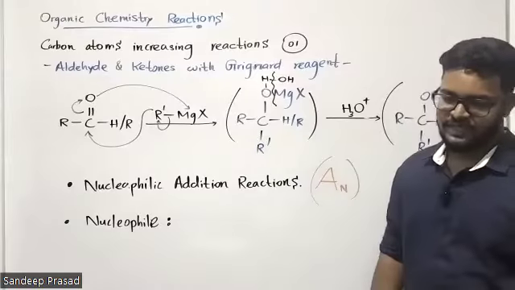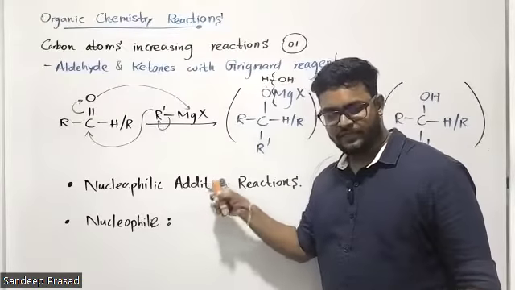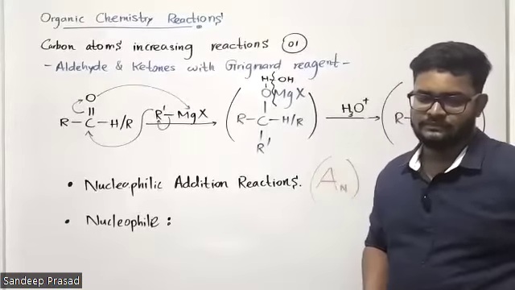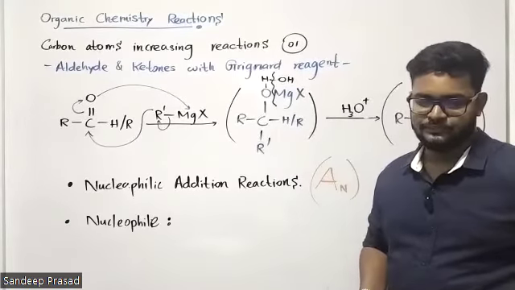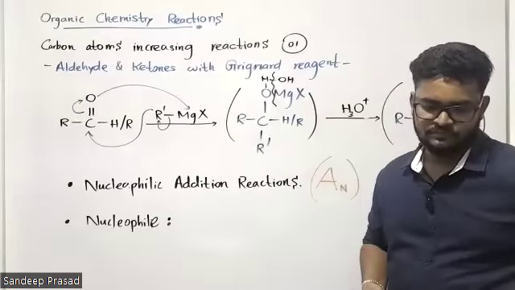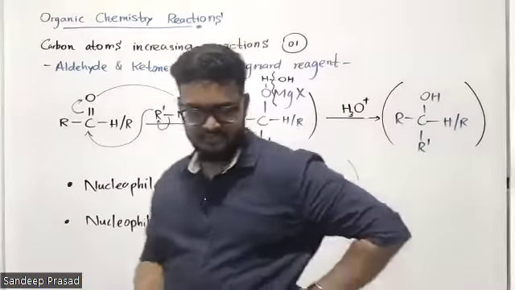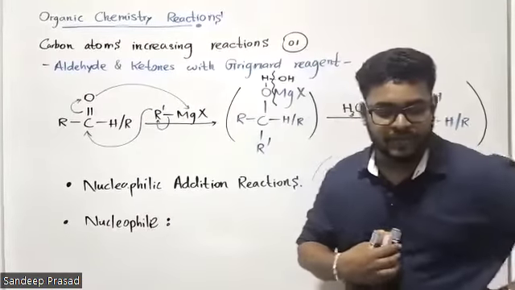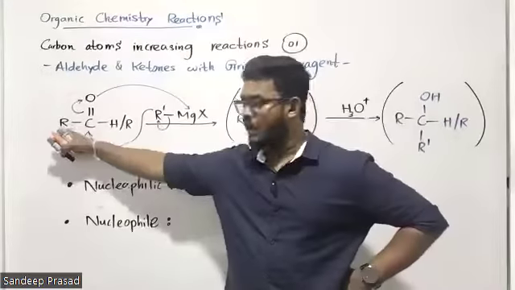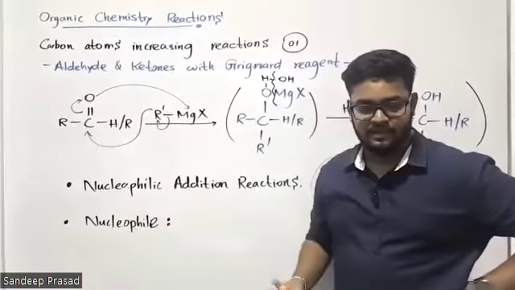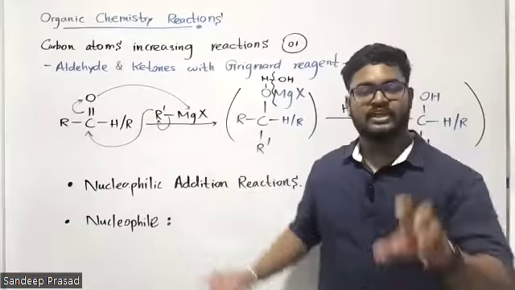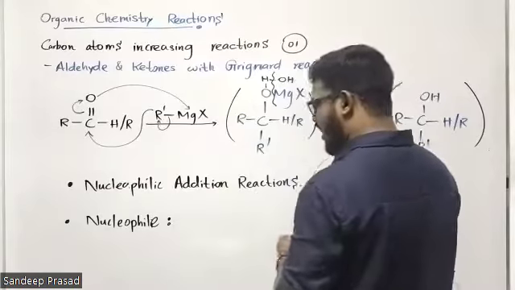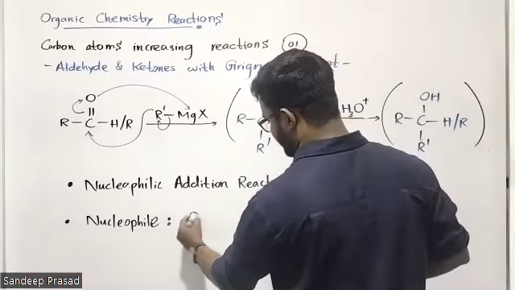I have a question for you. Can anyone tell me what the nucleophile in this reaction is? Anyone? I'm asking a simple question. Who is the nucleophile of this reaction? No, not OH minus. Yes, alkyl group. Where did the alkyl group come from? Now we have so many alkyl groups. R' is there. The alkyl group which came from the Grignard reagent, R'. We can say that R' is the nucleophile of this reaction.